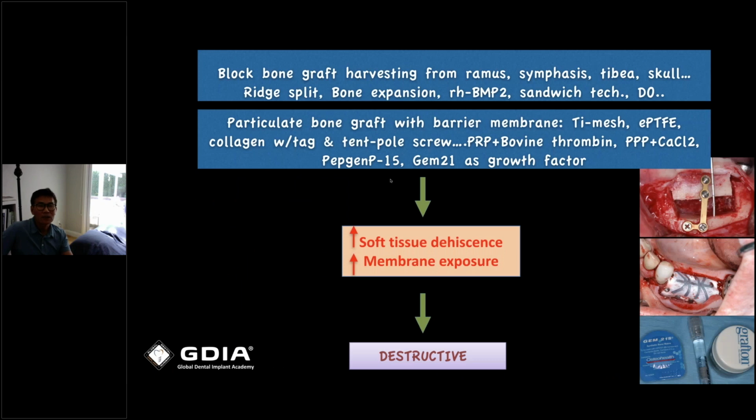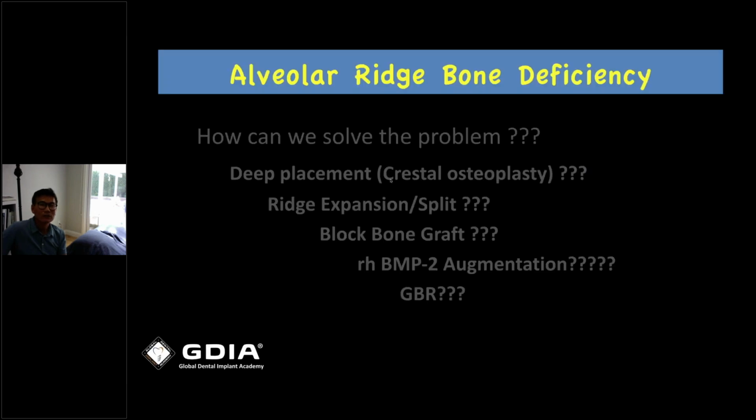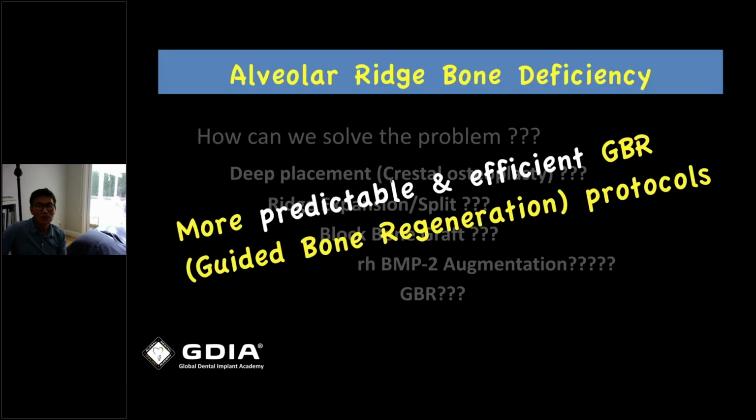So all this block harvesting from an area, ridge split, bone expansion, BMP, or particularly all the different techniques. If your soft tissue, once you're opening and there's membrane exposure, then a lot of the time, not sometimes, it's more disrupted. So I don't gain much. So I'm actually losing. So my question is, how about a more practical, efficient, simplified way, right? That's always what we're looking for.